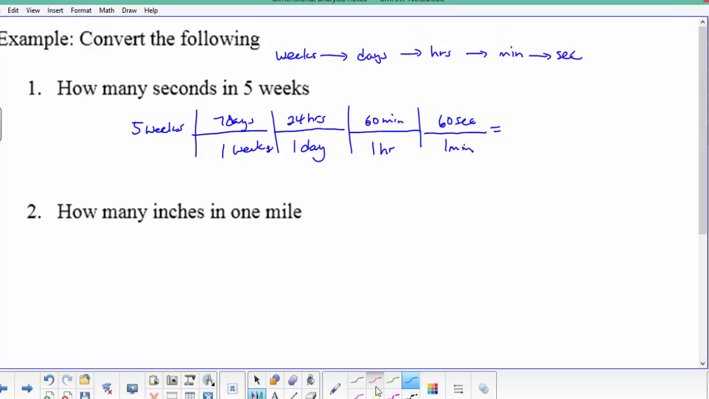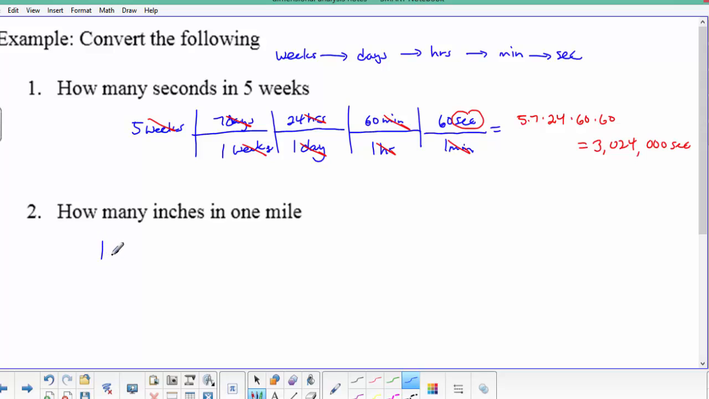What you're going to notice by setting this up is weeks will cancel with weeks, days will cancel with days, hours will cancel with hours, minutes will cancel with minutes, and we're left with what we want as seconds. So if we multiply 5 times 7 times 24 times 60 times 60, you get a big number, and that is equivalent to 3,024,000 seconds.